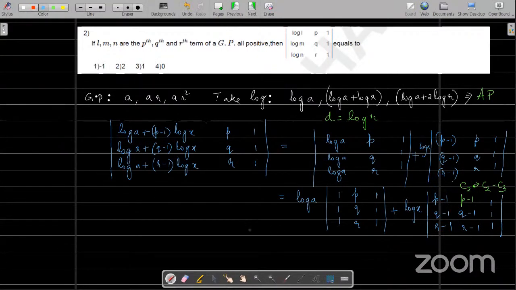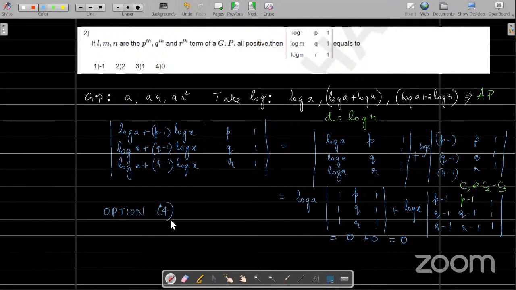So now what is it that we know about determinants? If any two columns are equal or any two rows are equal, then the determinant is 0. So therefore this will be log A times 0, which is 0, plus log X into, again this determinant is 0 because two columns are equal. So 0 plus 0 is 0. So the answer is the last one, option 4.